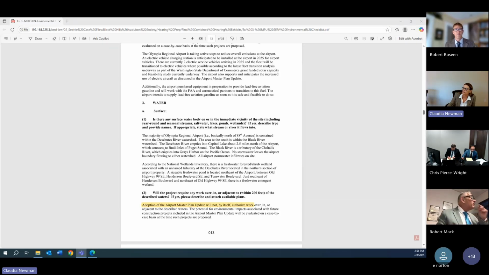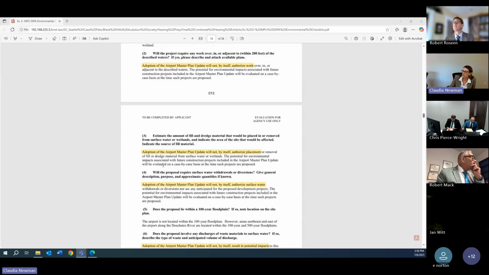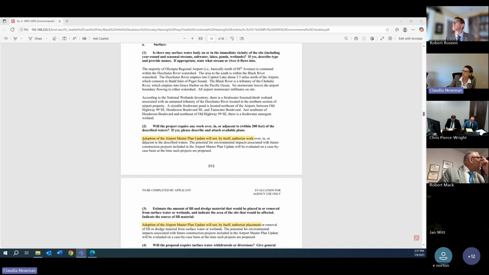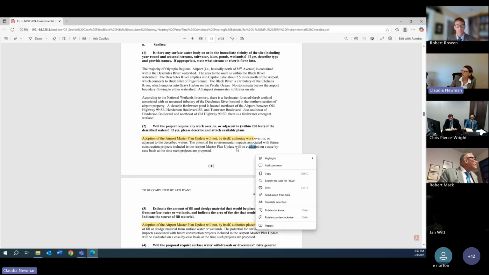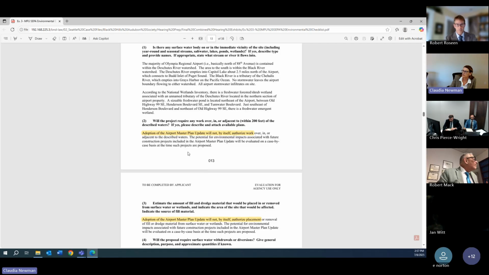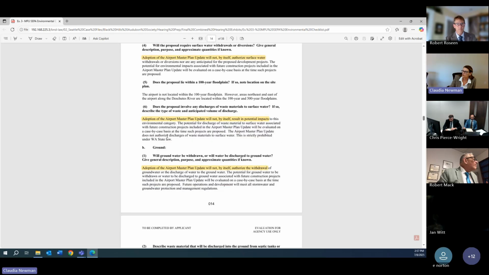Okay. So I just want to point out that pages 13 and 14 are the section associated with surface water impacts in the environmental checklist. And you'll see it's highlighted here that each question is answered with the same answer: adoption of the airport master plan update will not by itself authorize work over, in, or adjacent to the described waters. The potential for environmental impacts associated with future construction projects included in the airport master plan update will be evaluated on a case-by-case basis at the time such projects are proposed. And that's the answer to all of the questions on surface water.